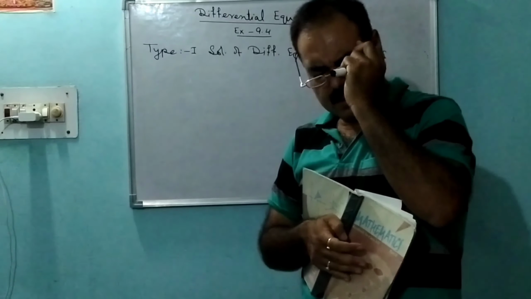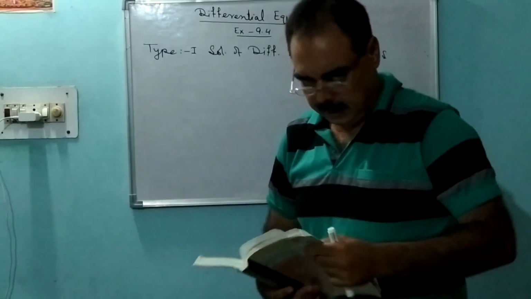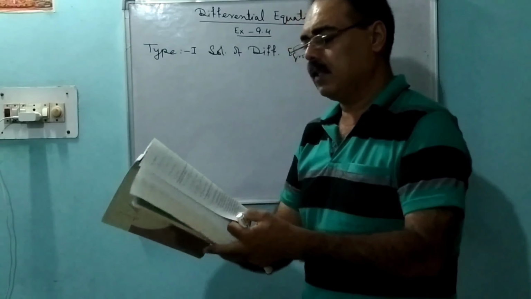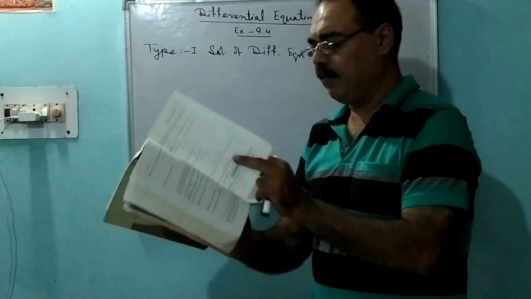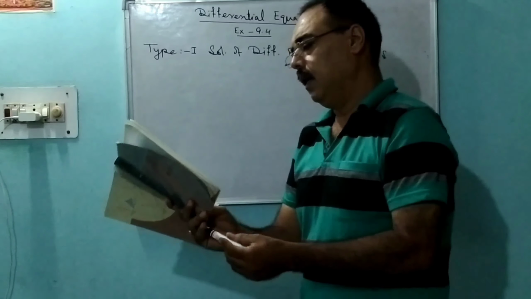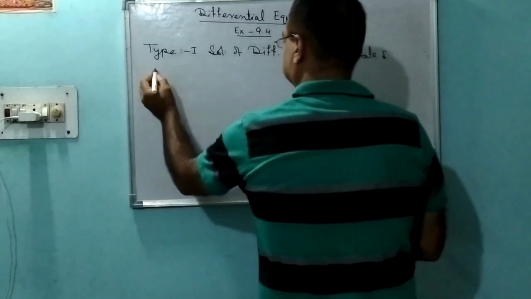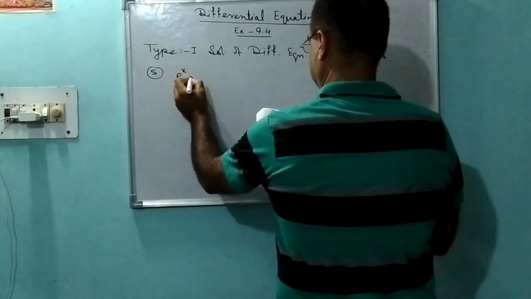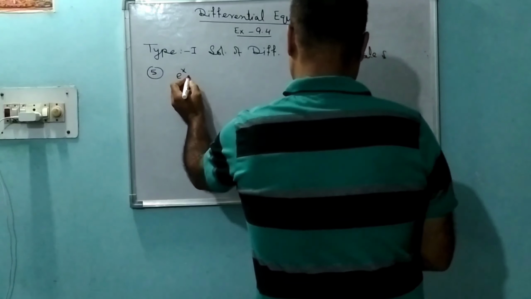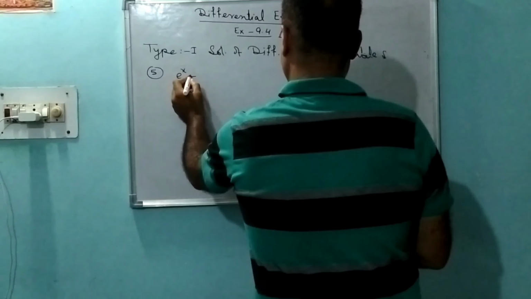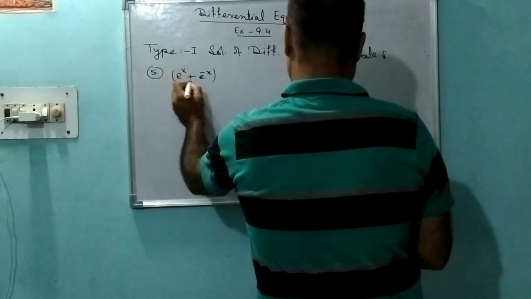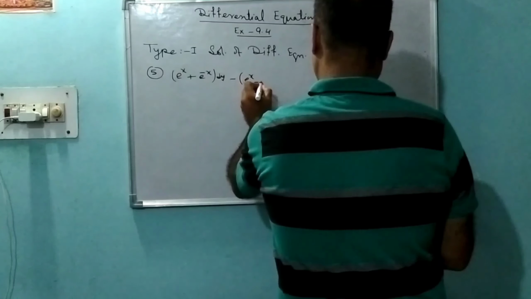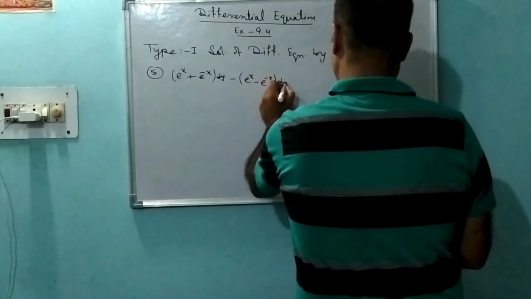This exercise is not so difficult. It needs practice. So, for example, we have this exercise 9.4, question number 5. He said, solve this equation: (e^x + e^(-x)) dy - (e^x - e^(-x)) dx = 0.